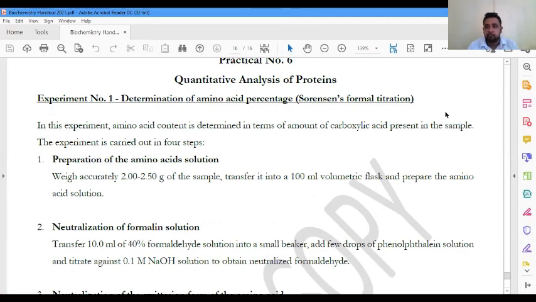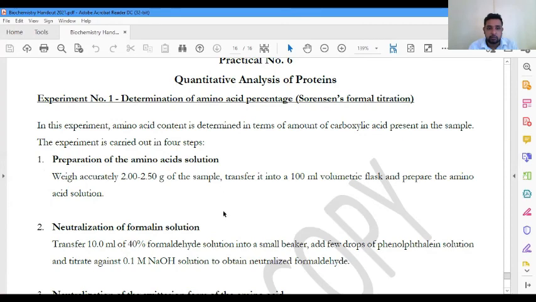In this experiment, first of all, we have to prepare a given food or amino acid solution in order to do a titration. You know that to conduct a titration, you need to have a solution. Sometimes you may be provided a solid food sample or a powder-like amino acid sample. When that happens, you first have to prepare a solution. So that's the initial step of this experiment, preparation of the amino acid solution.